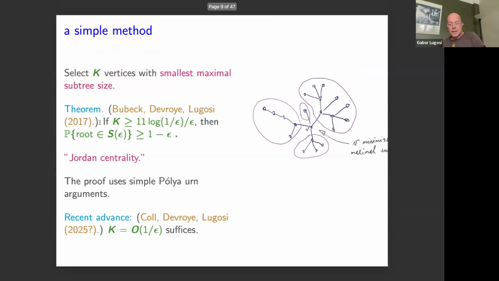So what can one do? Well, here's the simplest thing that we can do. We look at subtree sizes. Suppose that we have a candidate vertex here. I don't know if you can see my cursor. Can you see the cursor?